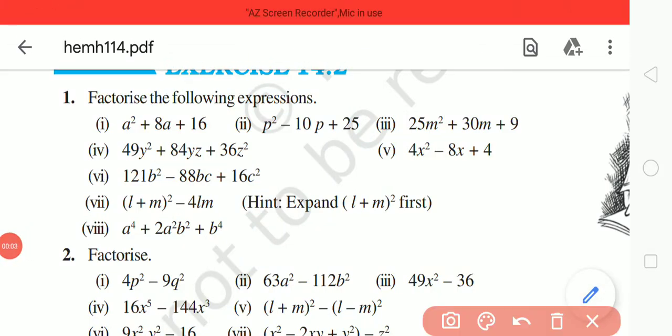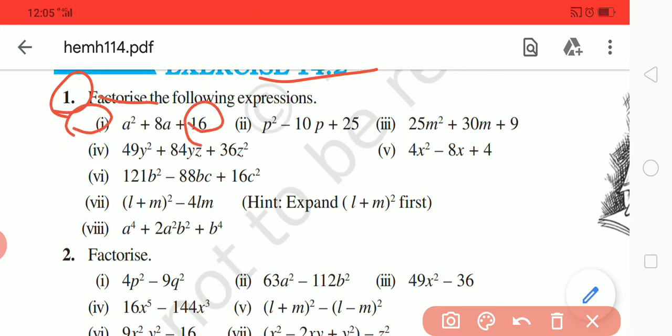Hello everyone, today we are going to start exercise 14.2. So first question, we have to factorize the following expressions. So I'm taking the first one. You can see 16 is the square of 4 and this is a square we have given. So we have to complete the identity.